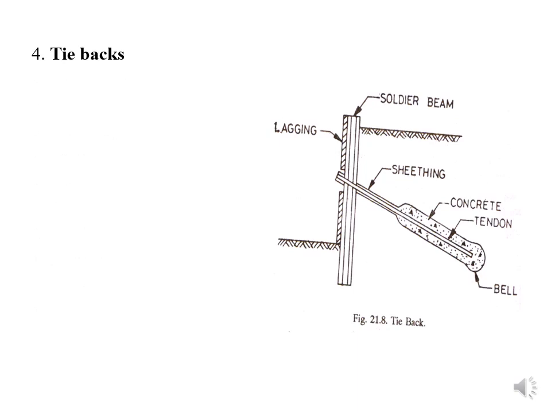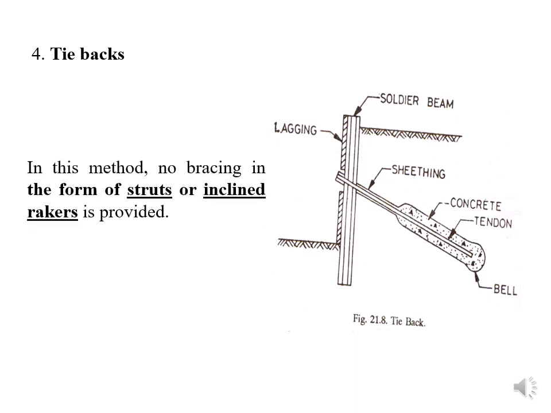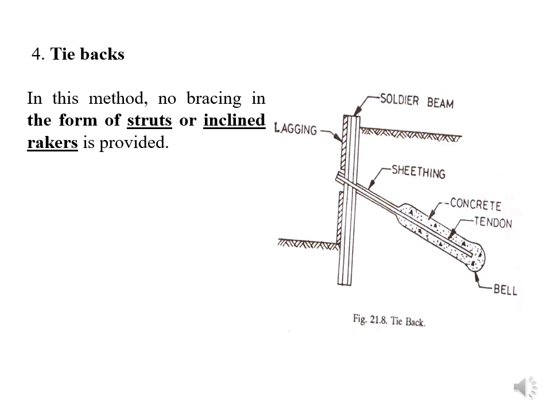The next is called tie back. In this case, as you can see here, bracing in the form of struts or inclined rakers is provided. What we shall do is not use the strut or the wells here. Simply we shall make a hole inside the wall, right? And then we shall put the soldier beam, and inside the hole we shall put the concrete.